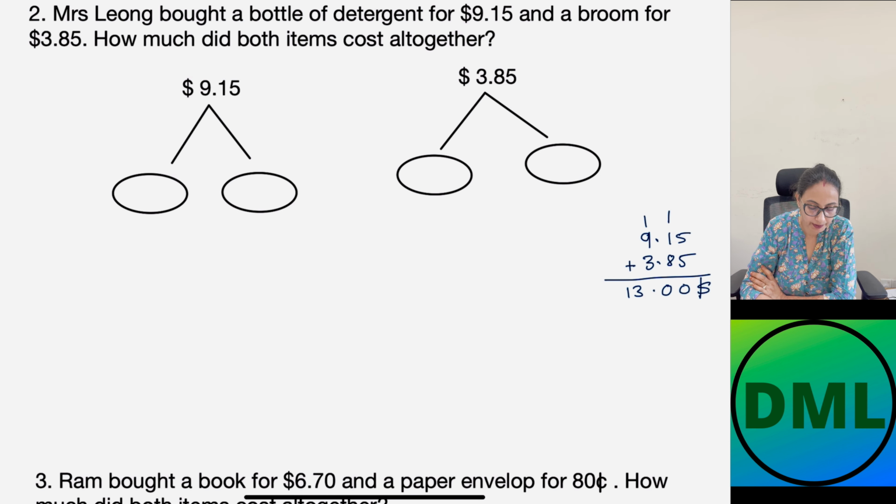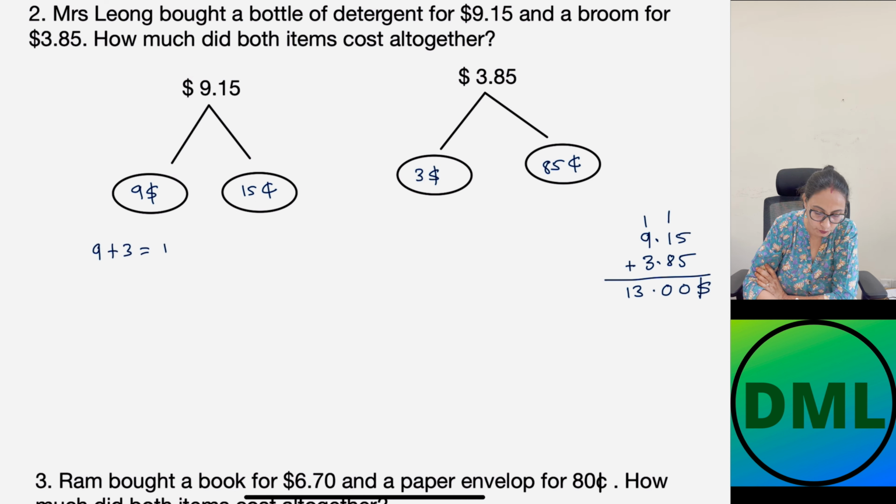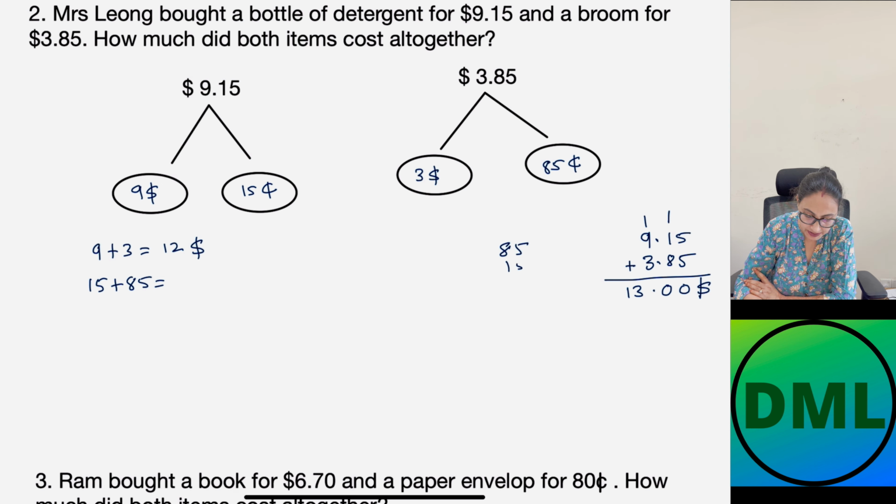I can split it from 9.15. As I discussed earlier, the point separates the cents. So this will be written as $9.15. This will be written as $3.85. Dollars must be added in dollars only. Let's add 9 plus 3, which will give you $12. Cents will be added in cents only. 15 plus 85, I need to add it. Let's add them here. 85 plus 15.